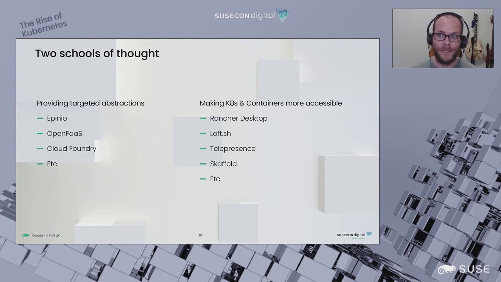The other option is that you go down the route of making Kubernetes and container development more accessible. This is what Rancher Desktop does. Loft has some really cool tools around doing this. Telepresence is a cool tool. Skaffold. This route is what a lot of the ecosystem around Kubernetes has taken, and there's a lot of really useful tools out there.